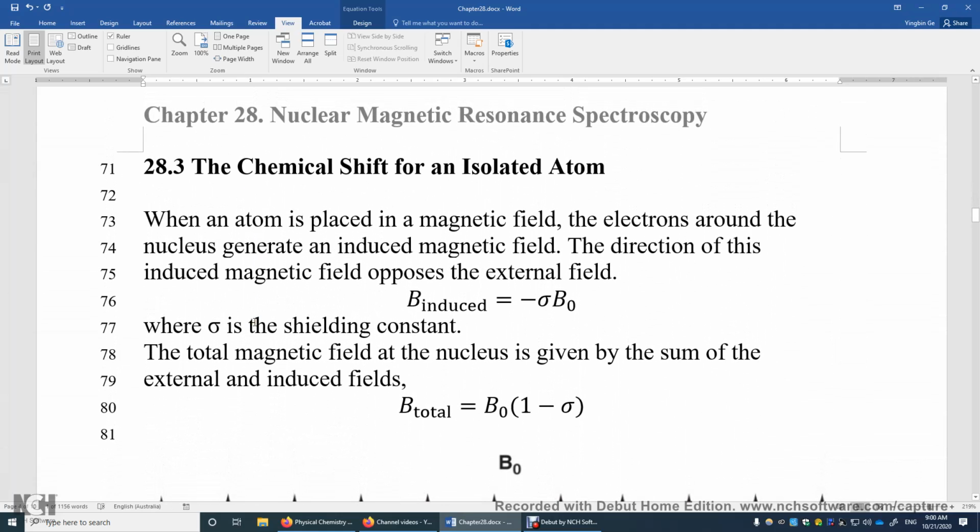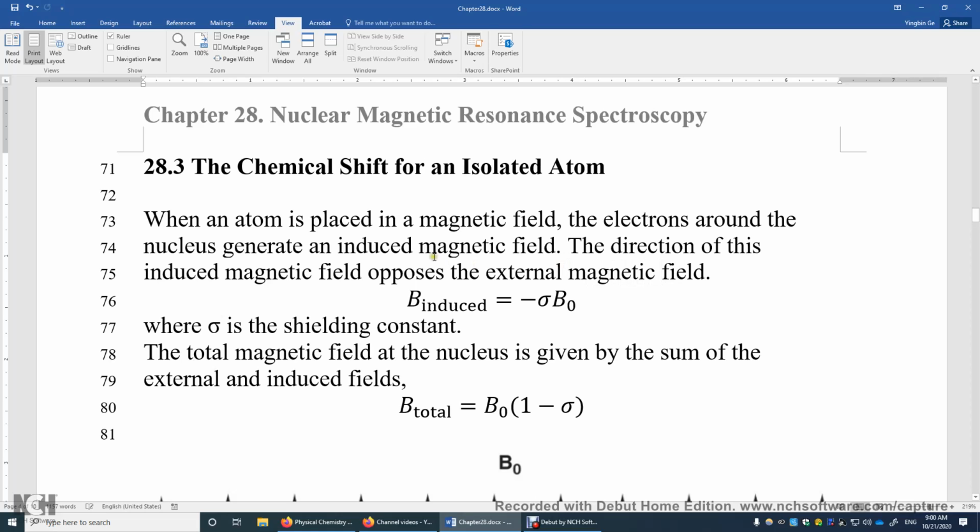Section 28.3, the chemical shift for an isolated atom. So if you place an isolated atom in an external magnetic field, the electrons around the nucleus can generate an induced magnetic field. The direction of the induced magnetic field of the electrons opposes the direction of the external magnetic field. That's why you see a negative sign here.